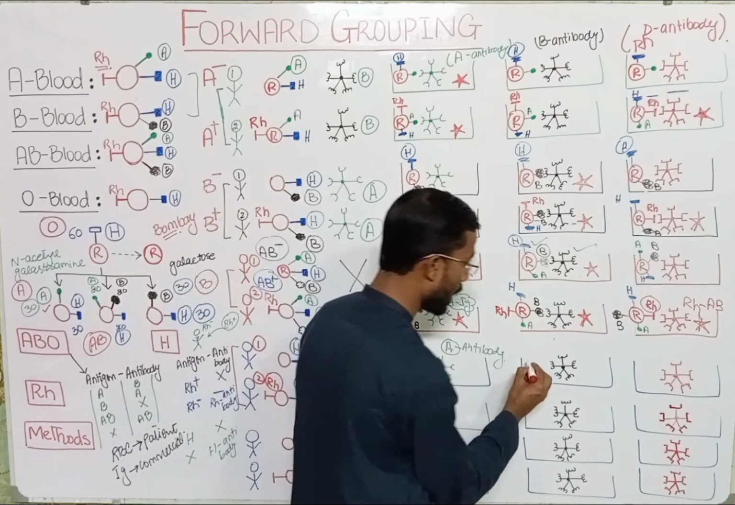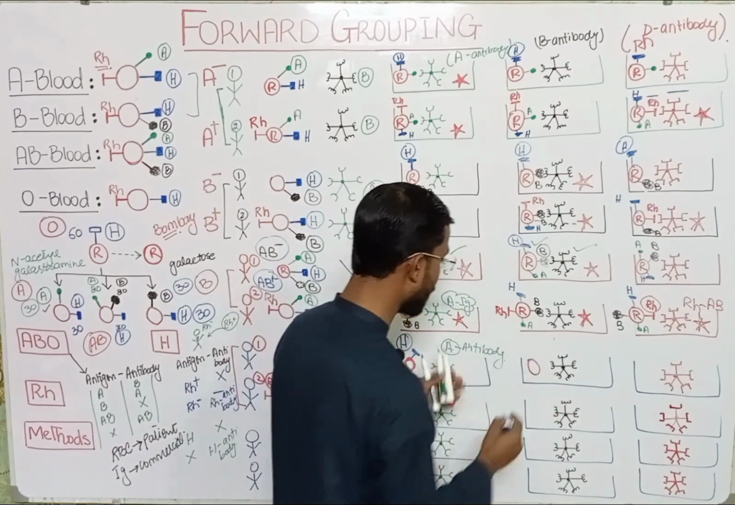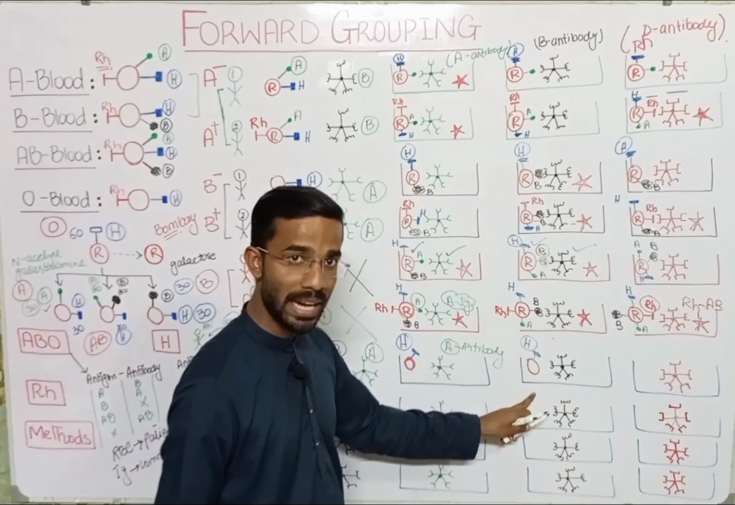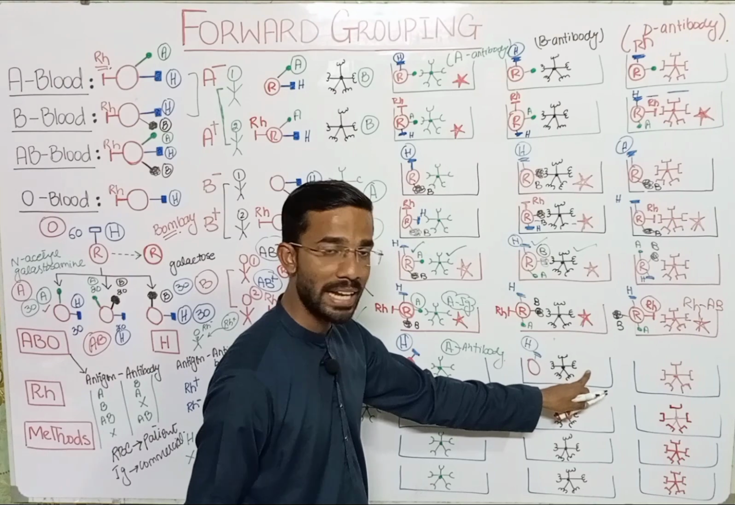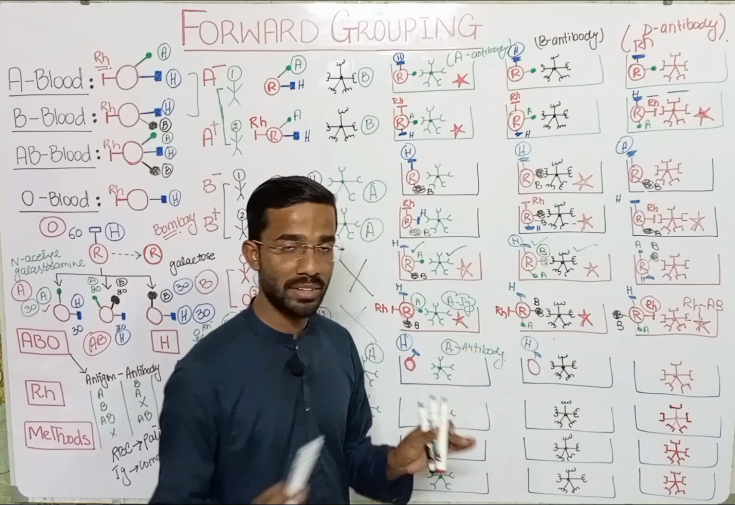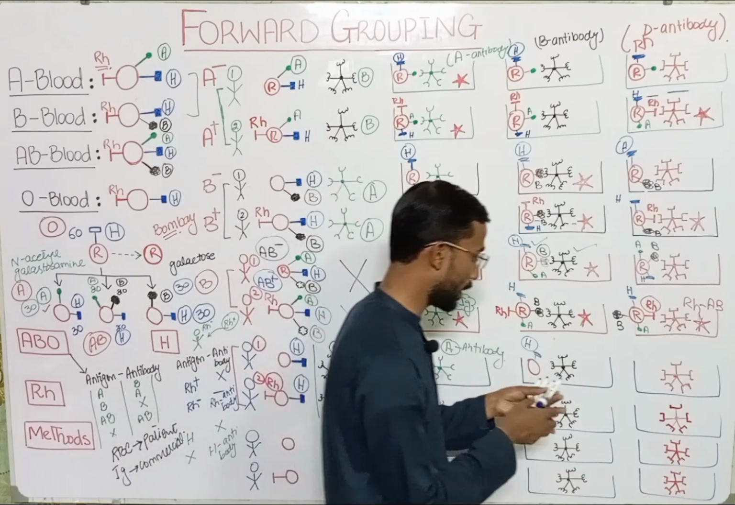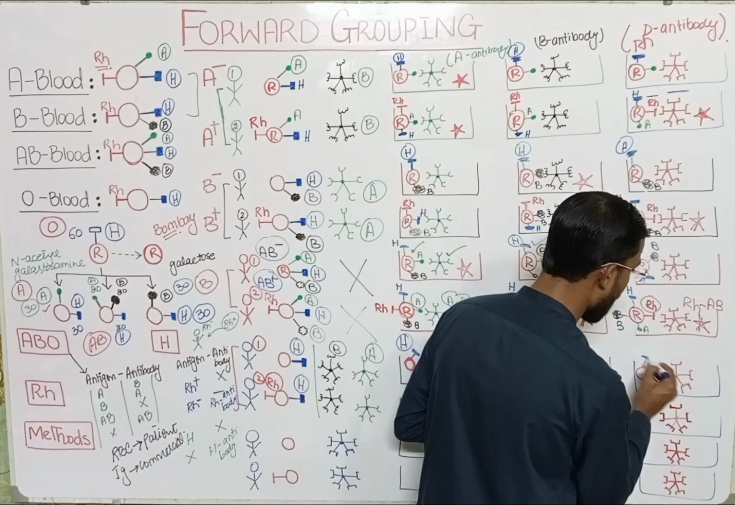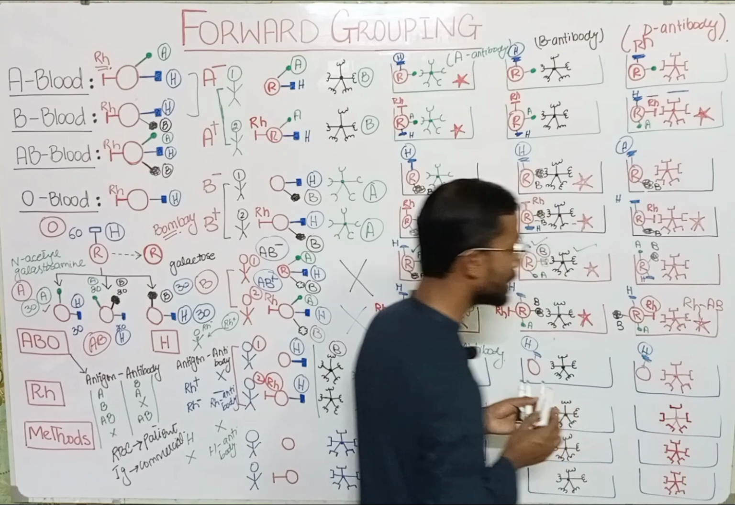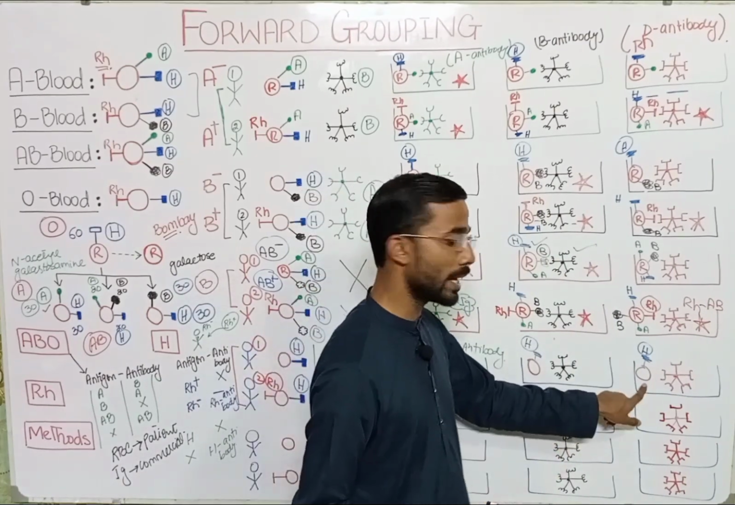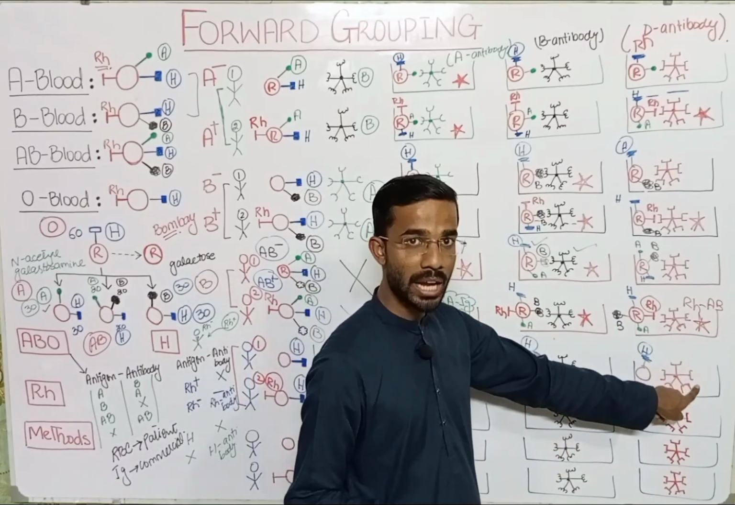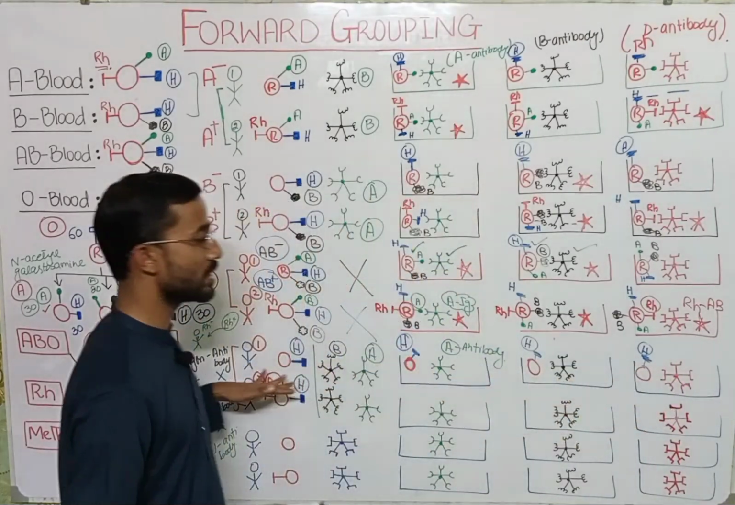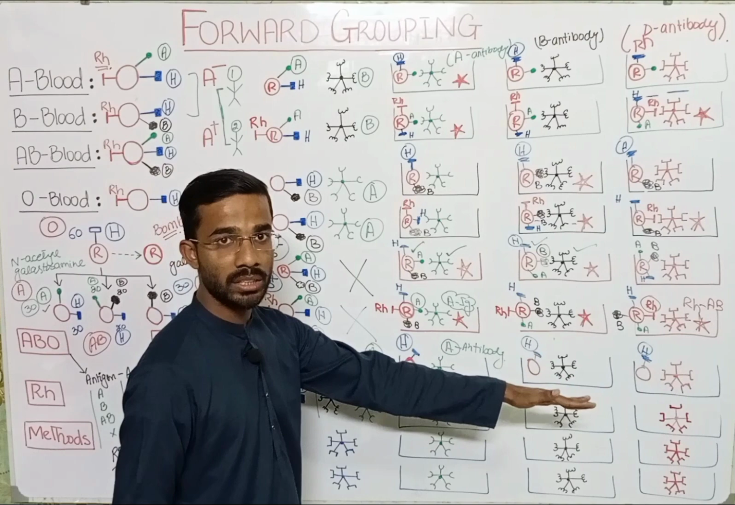Move forward. These are the RBCs, and in that situation you will see only the H antigen. Now there is no A or B antigen opposite to the B antibody, so you will never see any agglutination. Move forward. Here are the RBCs with only the H antigen. Now there is no Rh antigen against the Rh antibodies, so you never see the agglutination in that case. There is no agglutination in all three cases.